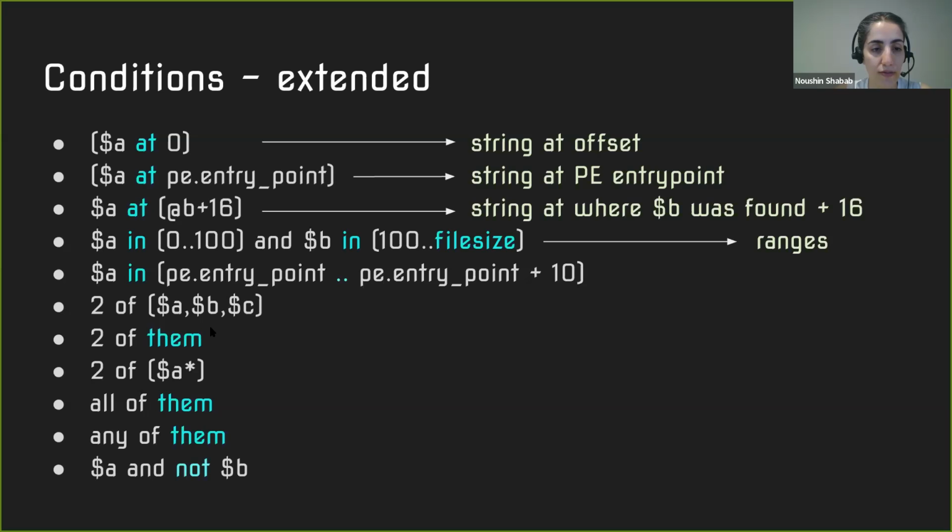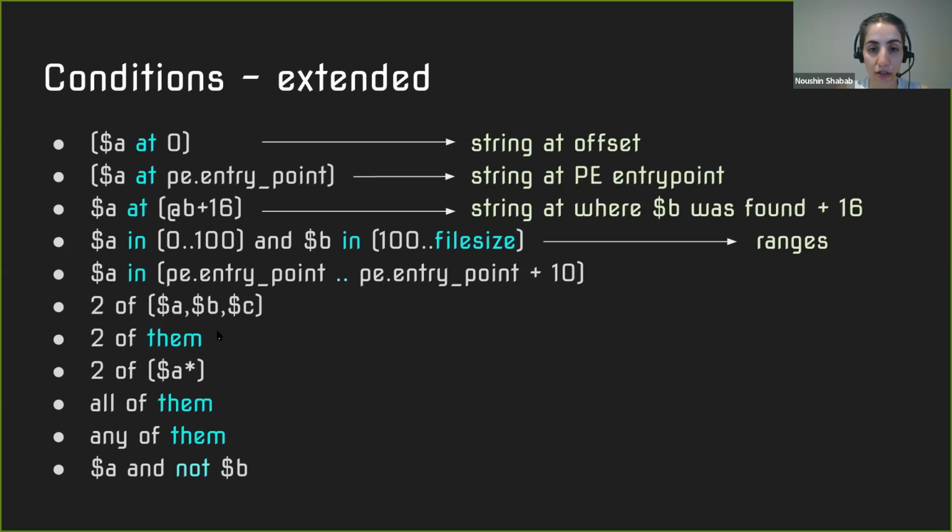This one, 2 of A, B, and C. This means that we want a subset of two of these three strings to be present. Of course, if three of them are present, it still works because this is the minimum condition that we want the file to have. We can also use two of them.